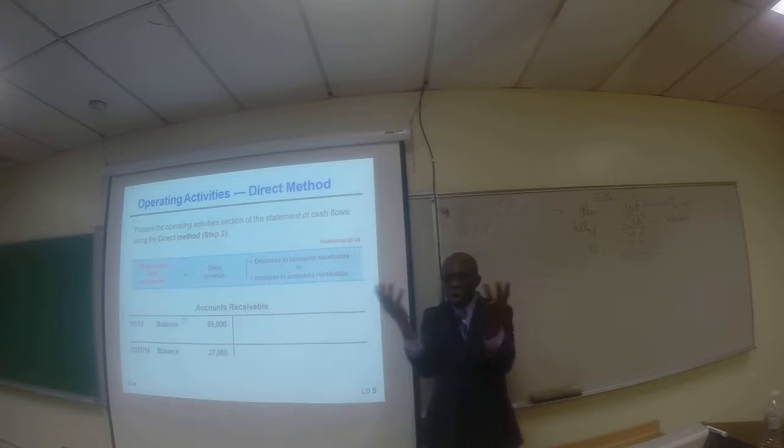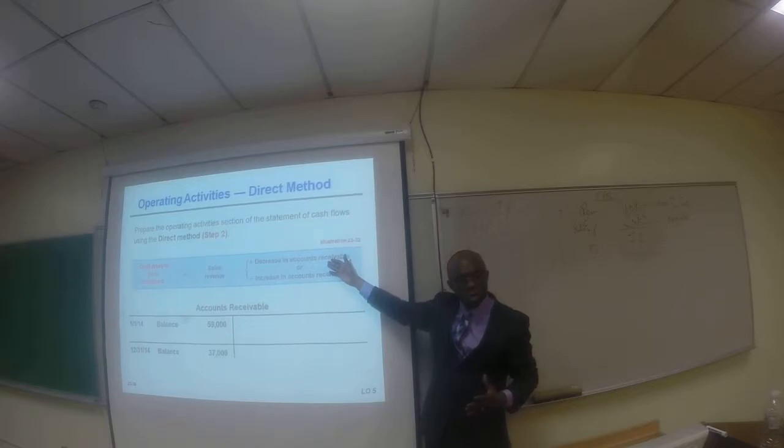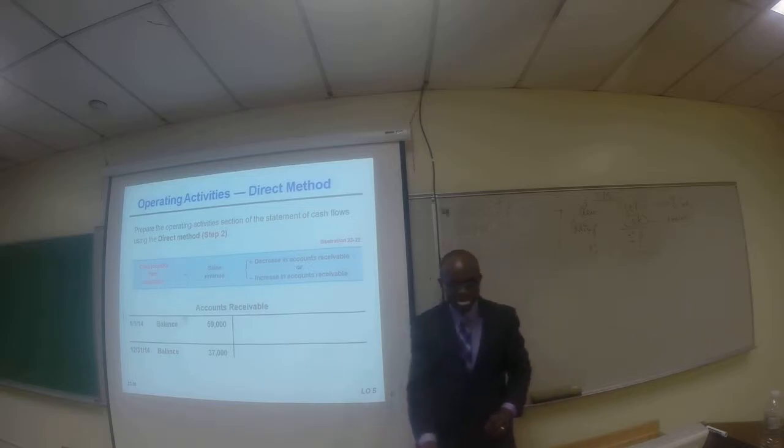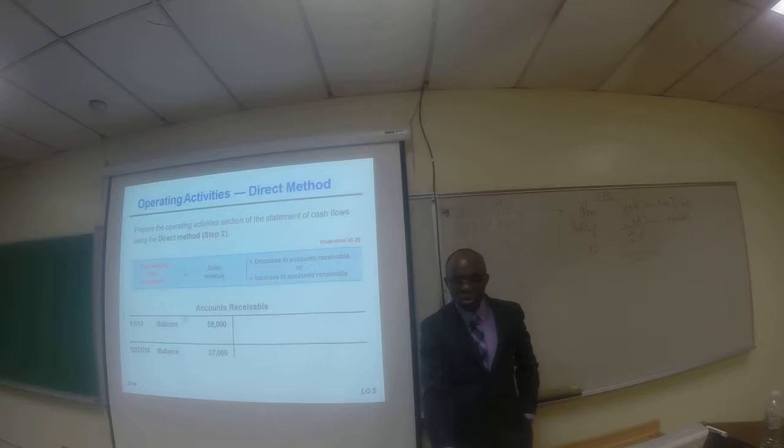Listen to this carefully. We have two approaches. The first approach is the formula approach. And the second approach is the T account approach. Whichever you are comfortable with, by all means, use that. So let's take a look at the first approach. To determine the cash received from customers, look at the formula. It's sales revenue plus what? Decrease in accounts receivable or minus increase in accounts receivable.